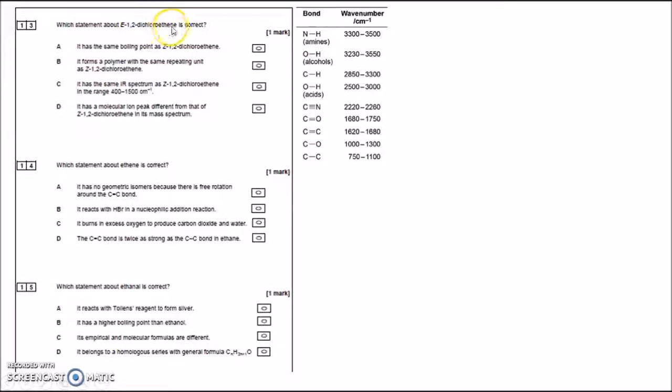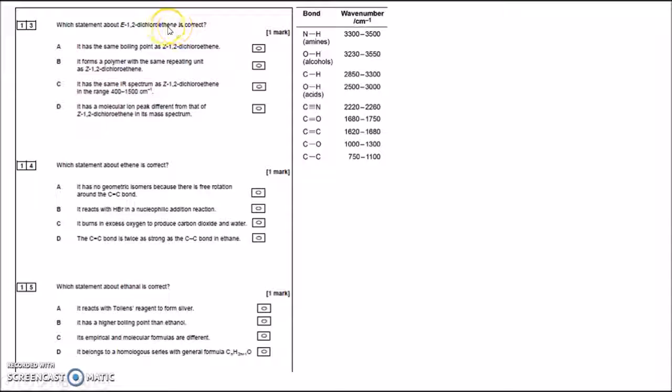carbons. Because there's a double bond, there's no free rotation about the double bond, and if you look to the left of the double bond, you've got H and a Cl, and to the right of the double bond, you've got an H and a Cl. So to the left of the double bond, you've got two different groups, an H and a Cl, and to the right of the double bond, you've got two different groups, an H and a Cl as well.